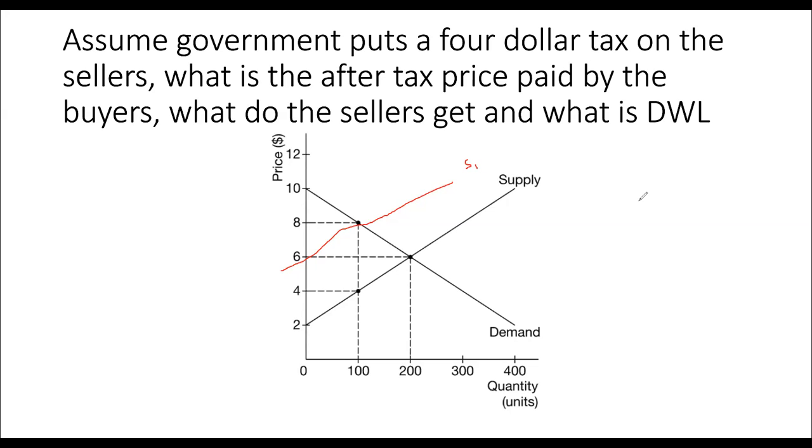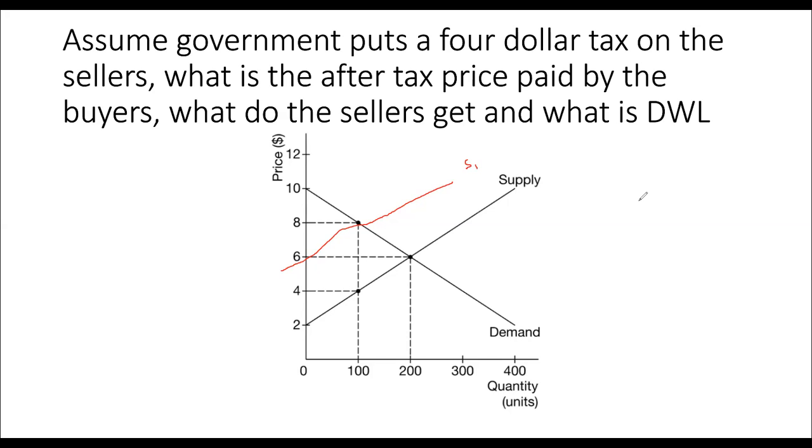Okay, so here is your deadweight loss. The height is 4, and the base would be 200, no, the base is 100, right? 200 minus 100. So 4 times 100 would be 400, and it's half base times height, divided by 2 gives you 200. Okay?